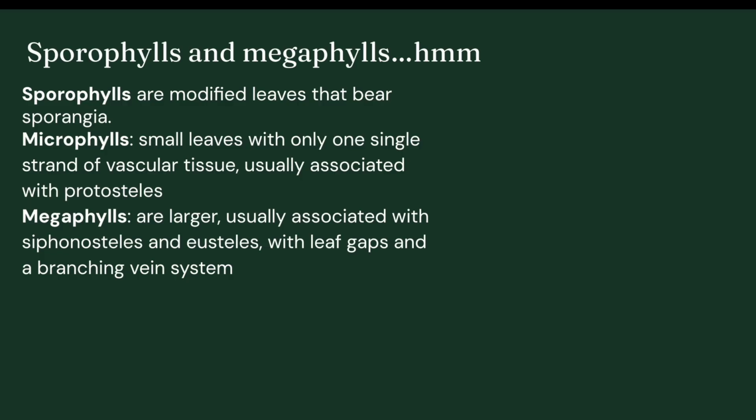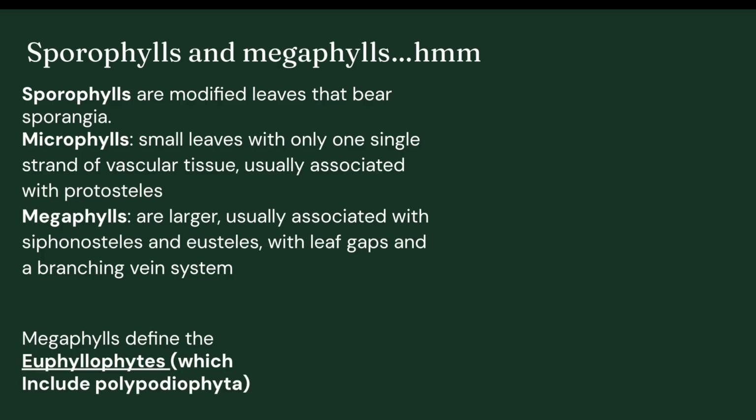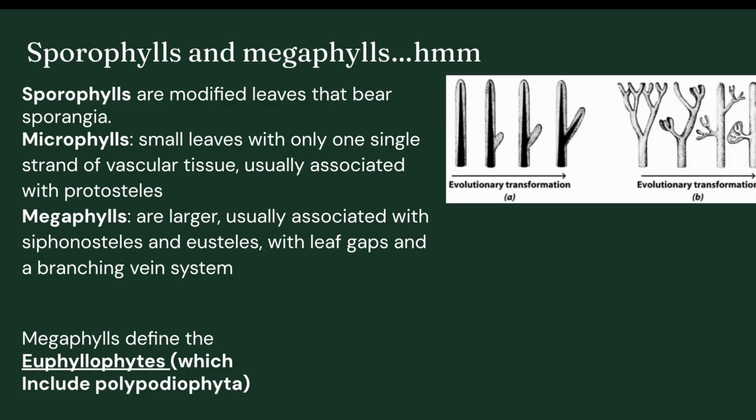Megaphylls, on the other hand, are much larger and associated with the ferns and the seed plants, which have siphonosteles and eusteles. Siphonosteles and eusteles have gaps called leaf gaps where megaphylls arise. Also, megaphylls have a branching vein system, which means there's not one single strand of vein in the leaf, it branches. Megaphylls define this clade called the euphyllophytes, which includes ferns and seed plants, but not lycophytes.